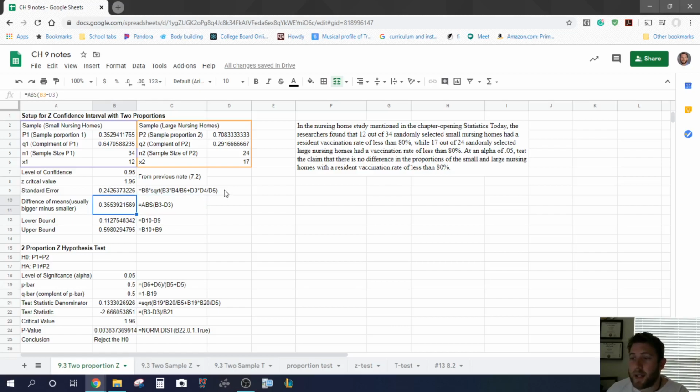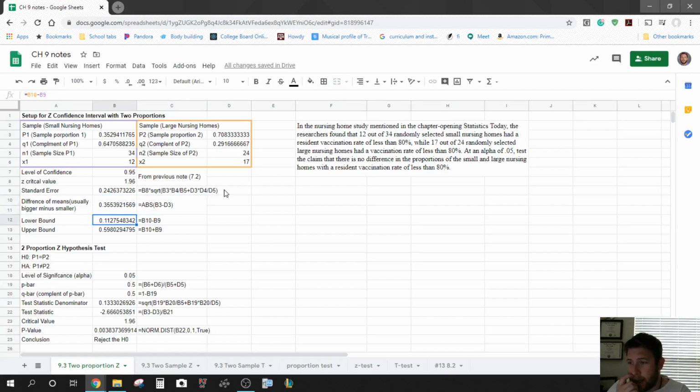And this is the difference between the two sample proportions. I made sure it was an absolute value because you definitely want to do the bigger minus the smaller. But if you do absolute value, I don't think we even need to worry about that. So that's what I did here. I did an absolute value, which is what ABS means, so I didn't have to think about that.